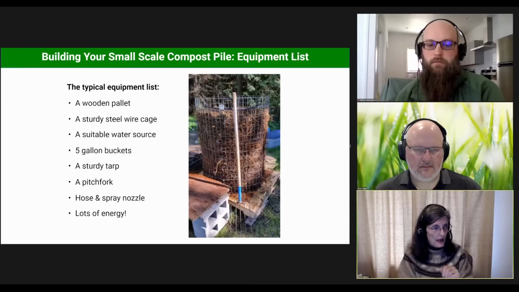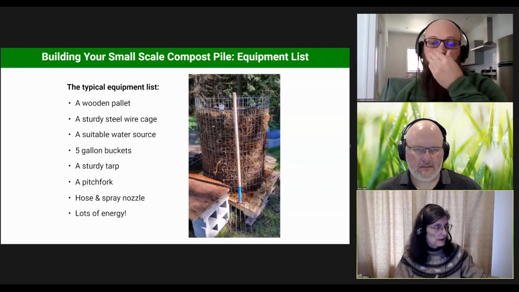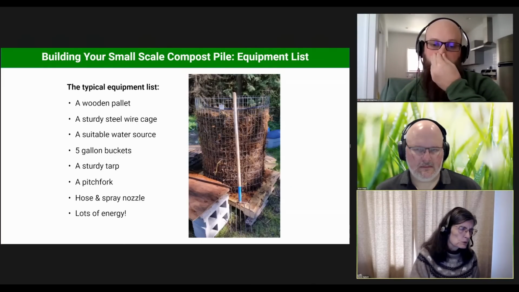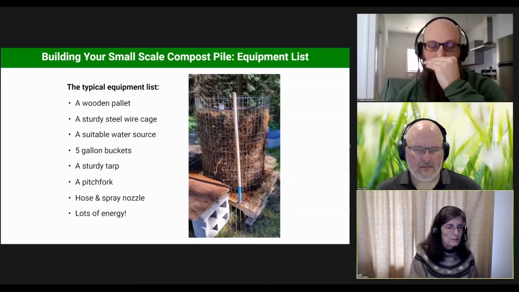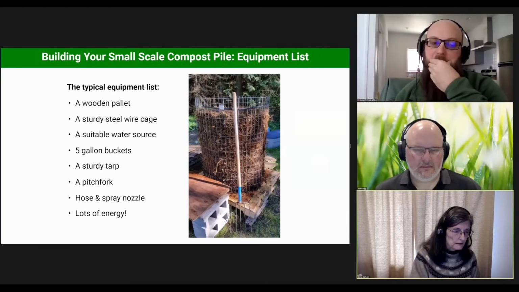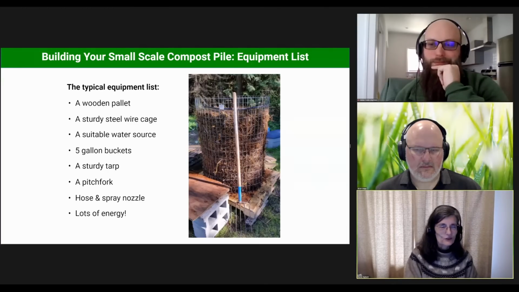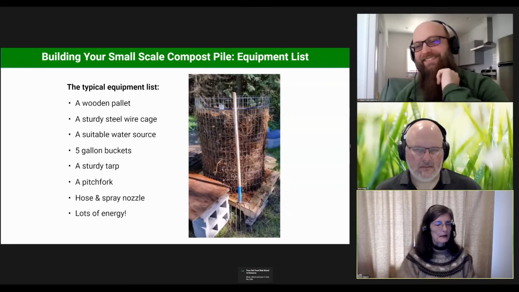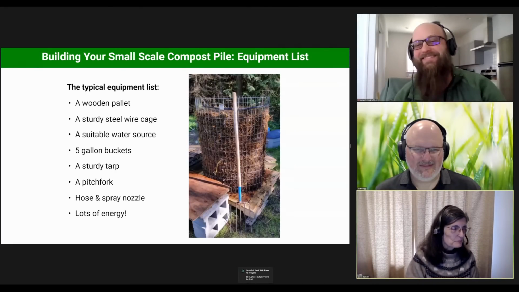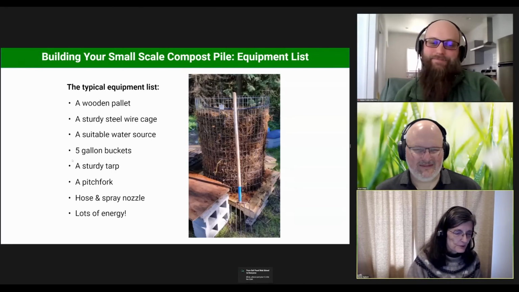So you're just going to have to pick up 20 5-gallon buckets or 40 20-liter buckets is what we're talking about. For those of you who are not in the only country in the world that's still, never mind. Okay, tarp, a pitchfork, pretty easy.